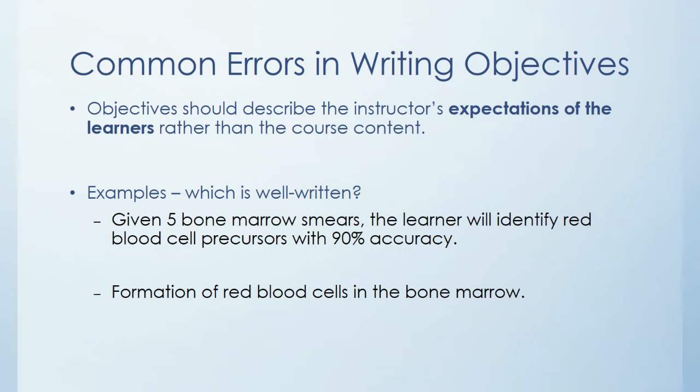So it's easy just to give an outline of like, okay, in this class, we're going to learn about the formation of red blood cells in the bone marrow. That sounds good. But that's more of a goal rather than an objective. So the better objective in this example is, given 5 bone marrow smears, those are our conditions, the learner will identify red blood cell precursors, that's our terminal behavior, with 90% accuracy. And that is our standards. So this tells them what they're actually supposed to do rather than just that red blood cells are formed. It's like, that's cool, I'm glad I'm going to learn about that. But you have no way of knowing how you're going to be assessed on that.